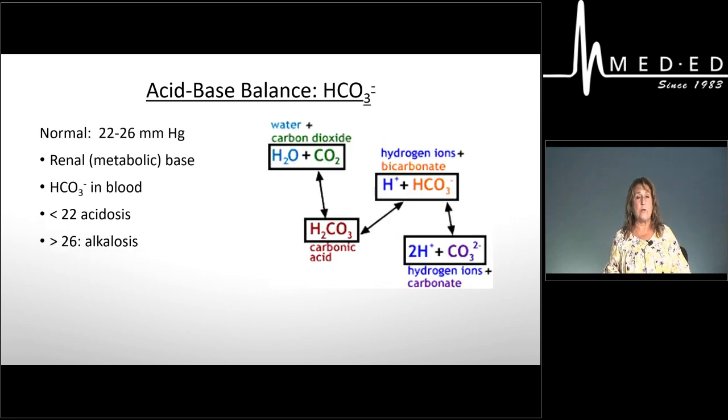Bicarbonate is our renal component of the blood gas, so the metabolic component. And that bicarb is a base. Normal is 22 to 26 millimeters of mercury. If the bicarb levels are low, your patient is more acidotic. And if the bicarb levels are higher than 26, it reflects a more alkalotic condition.